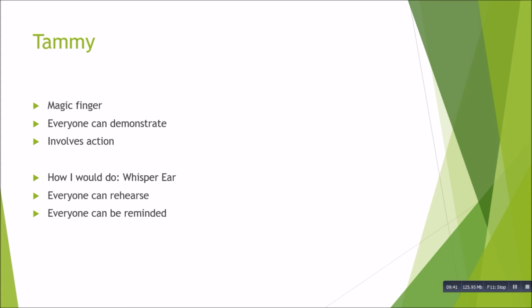And students, if they are not sure about the task, they can still imitate others and be reminded. And here's what I would do. I would modify it into whisper year. In this whisper year, I would ask students to whisper to their neighbors about the task I just instructed, so that everyone can rehearse and everyone can be reminded if some of them are uncertain about the task.